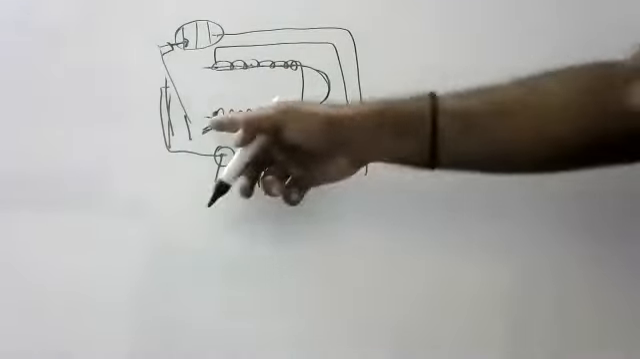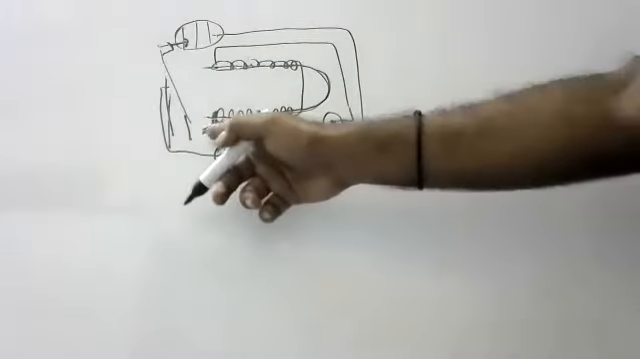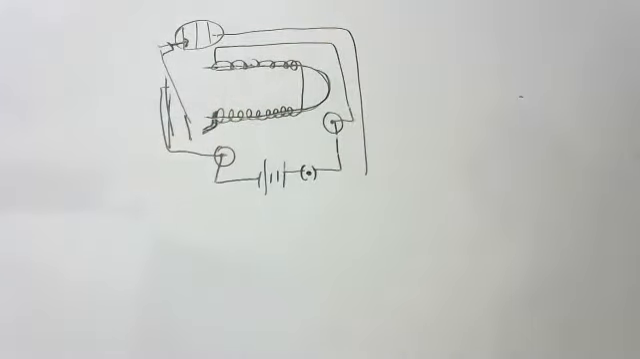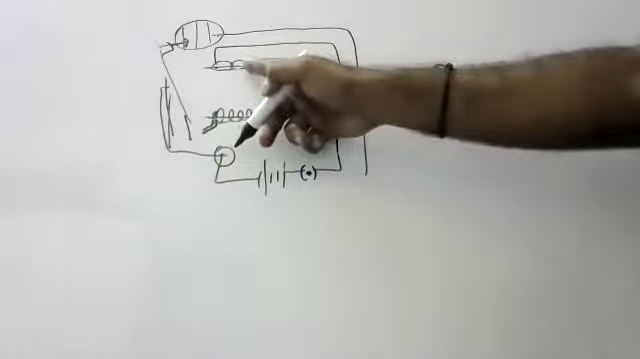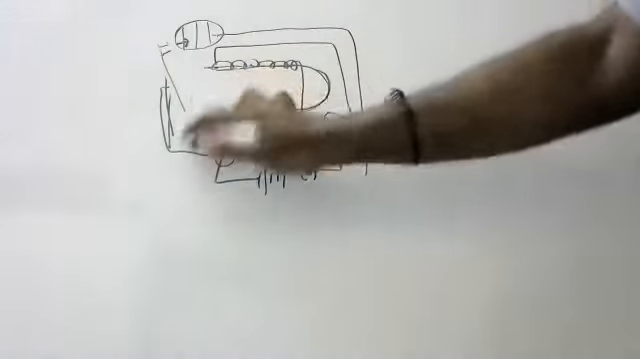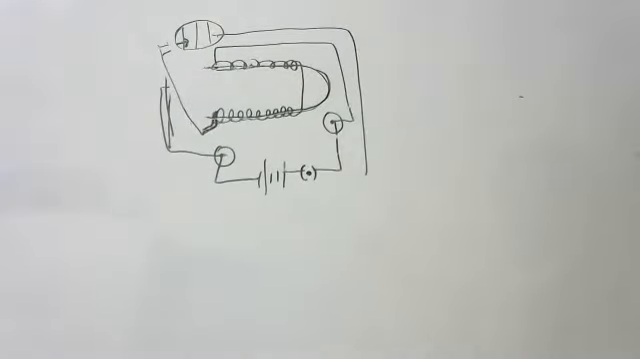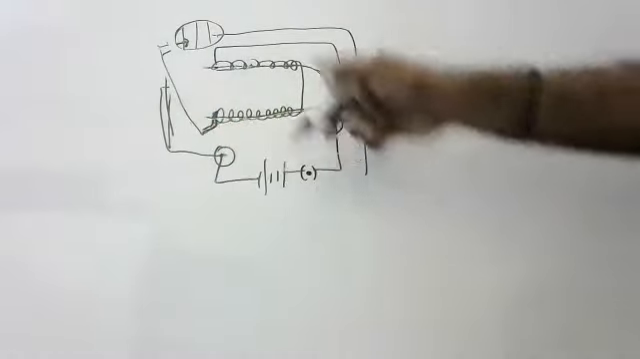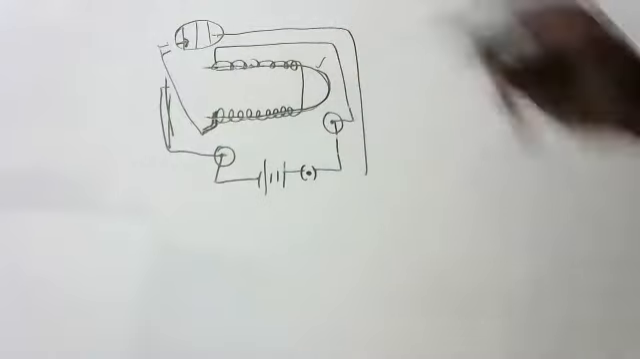Here when connection is lost, current will stop. When current is stopped, it will stop behaving like a magnet. When it stops behaving like a magnet, again it will go back. When it goes back, again it will come and touch this. When it is touching, current is flowing. When current is flowing, this will behave as a magnet.